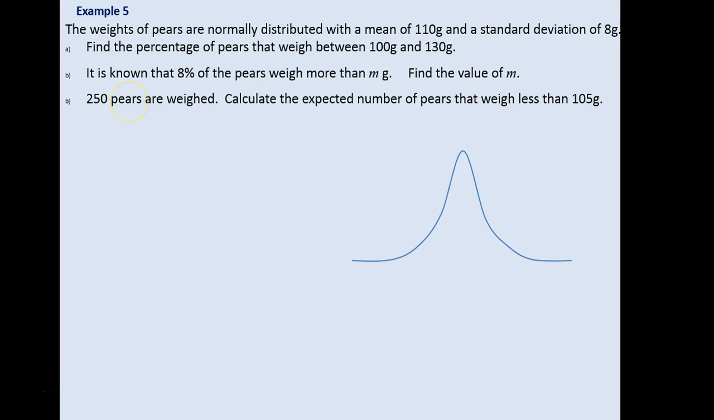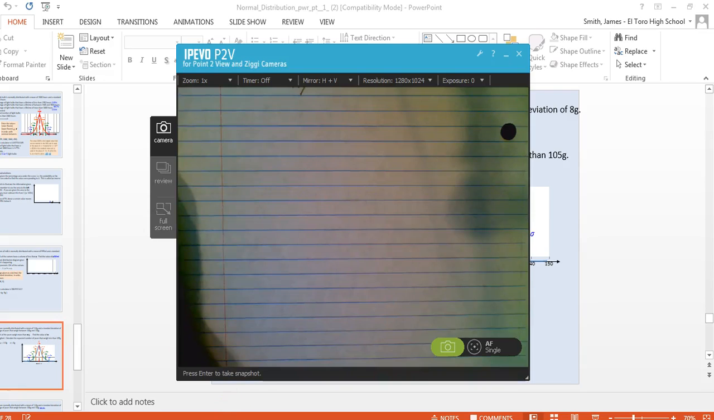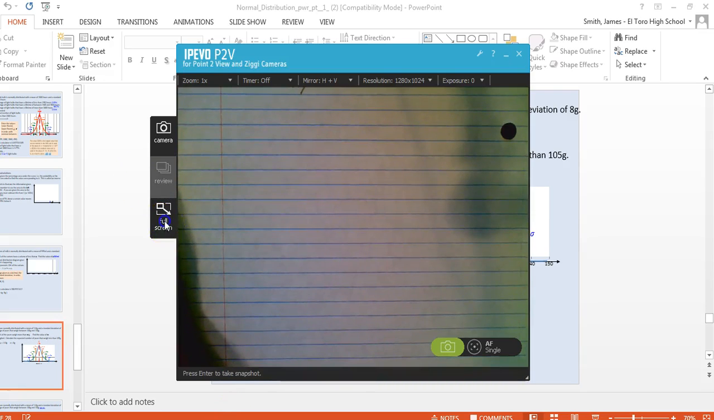So it says the weight of pairs are normally distributed with a mean of 110, standard deviation of 8. And so one thing again that you need to know how to do with this is to make a proper drawing. And so with a mean of 110 and a standard deviation of 8, one of the first things you've got to know is just how to draw a proper sketch. You can be asked for sketches within a test, and so it's important that you know how to draw them. So again, just a proper sketch for normal distribution.